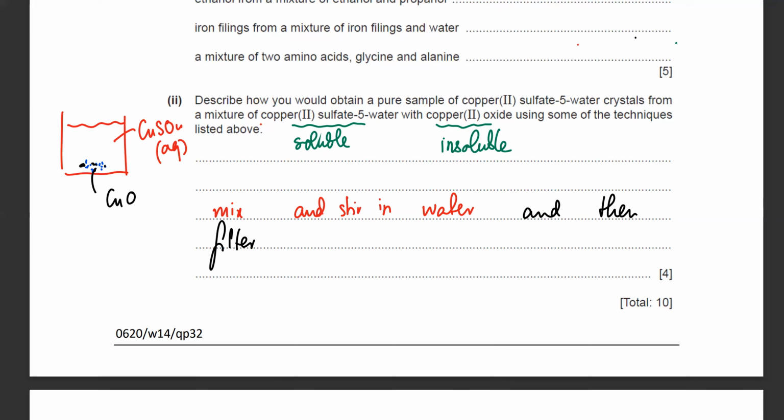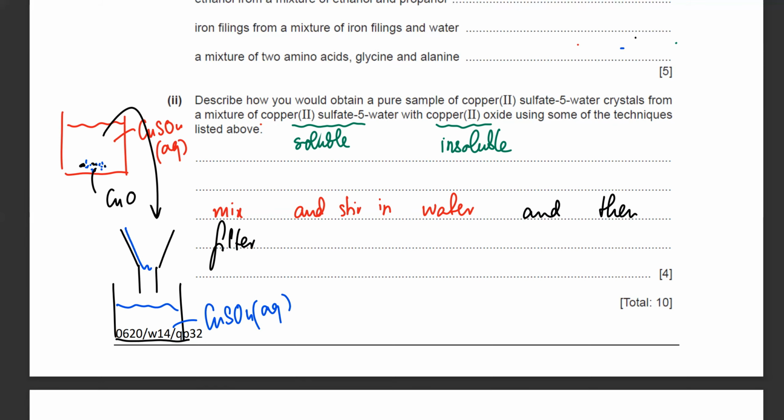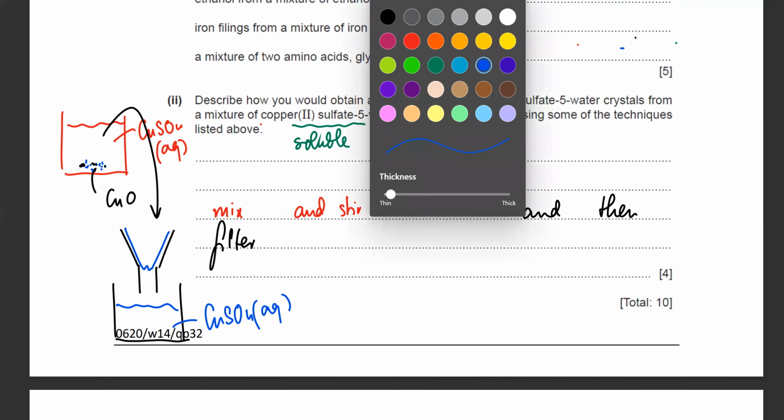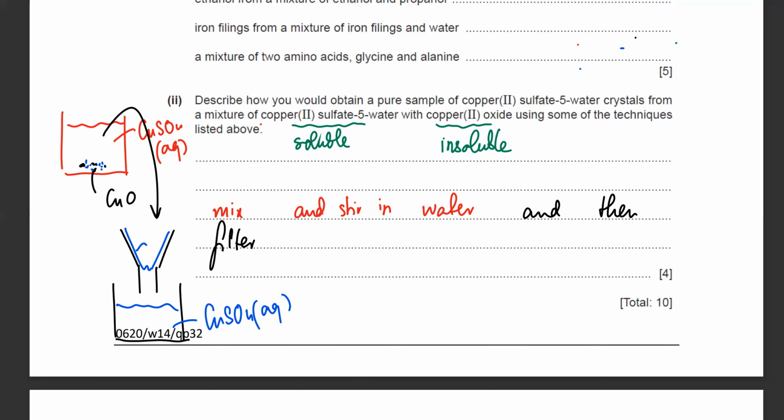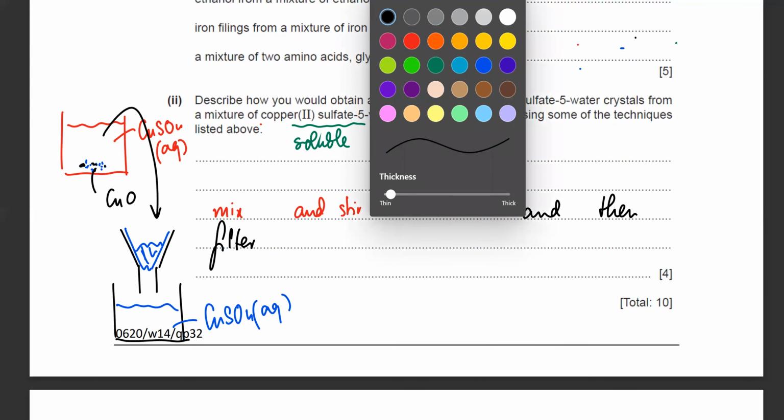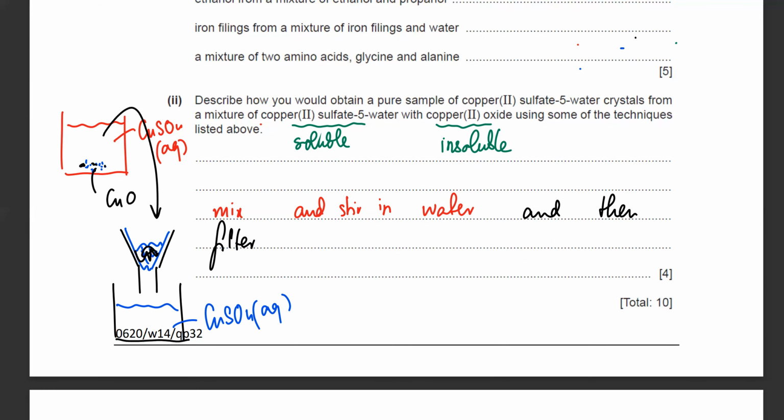So what's going to happen? You're going to filter it. You're going to take a funnel, and at the bottom of this funnel, the blue copper sulfate would pass straight through, because that's soluble and it has completely dissolved. And in the funnel at the top, you'll have a residue of copper oxide. So the black copper oxide would be stuck over here. So you filter.